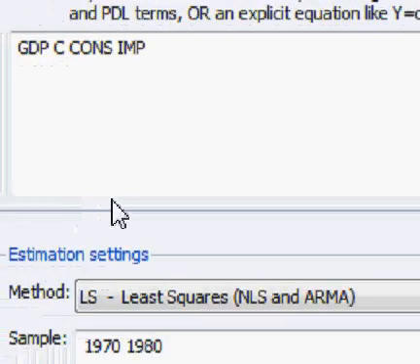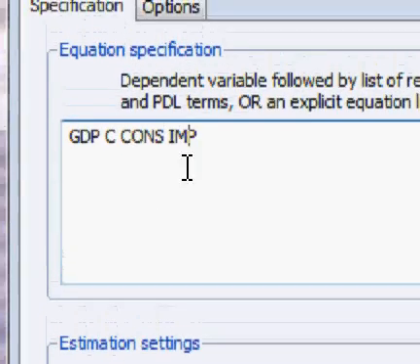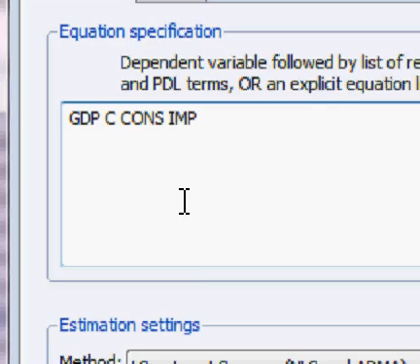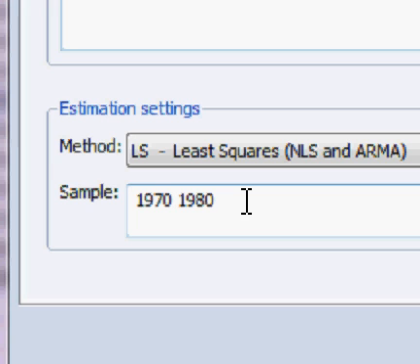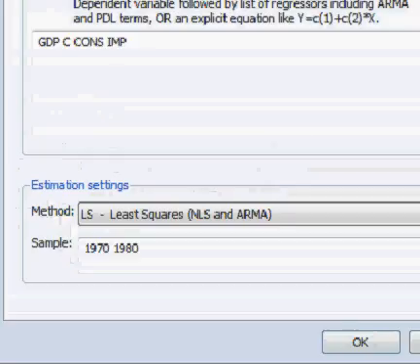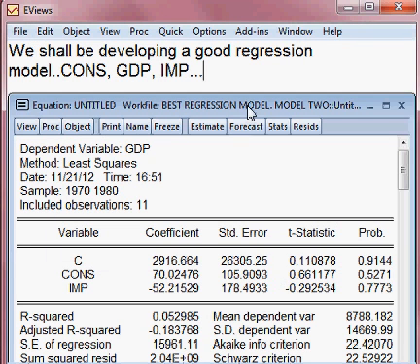Okay, I can show you the model with a zoom. See the model here? It is the zoom of the model. You can see the model is here, and the sample size is from 1970 until 1980, right? Sample size. Okay, now I want to estimate it, right? So I press OK. So this is the estimated GDP model, estimated regression model, I can say.